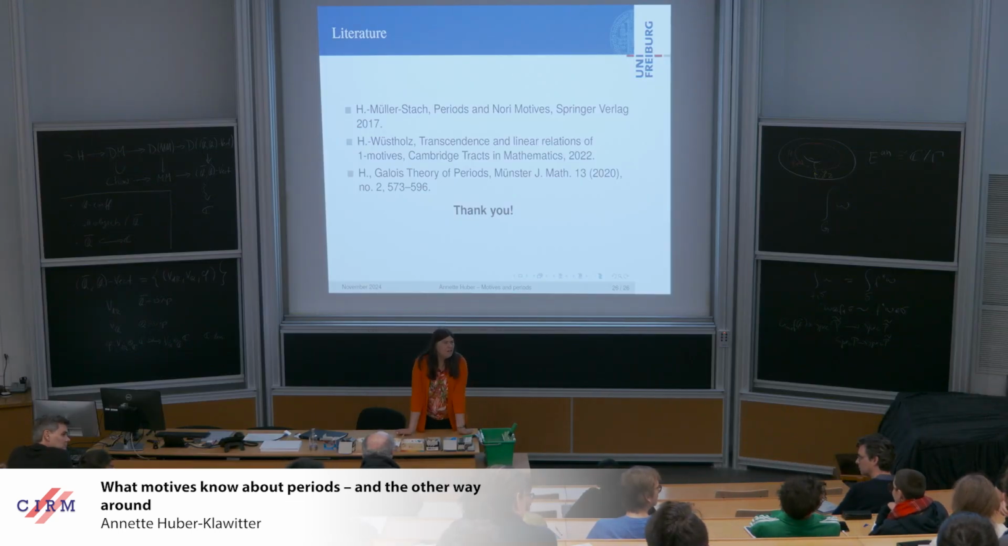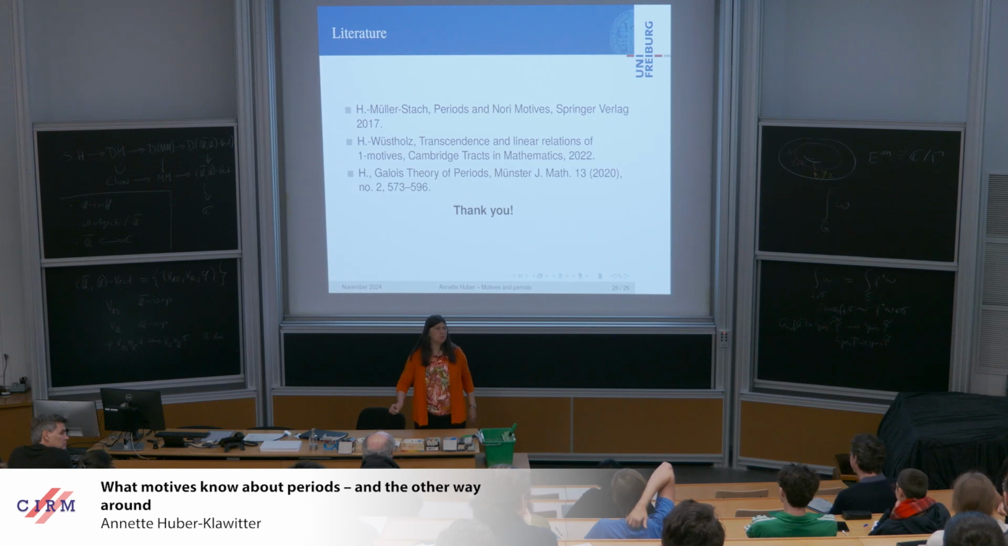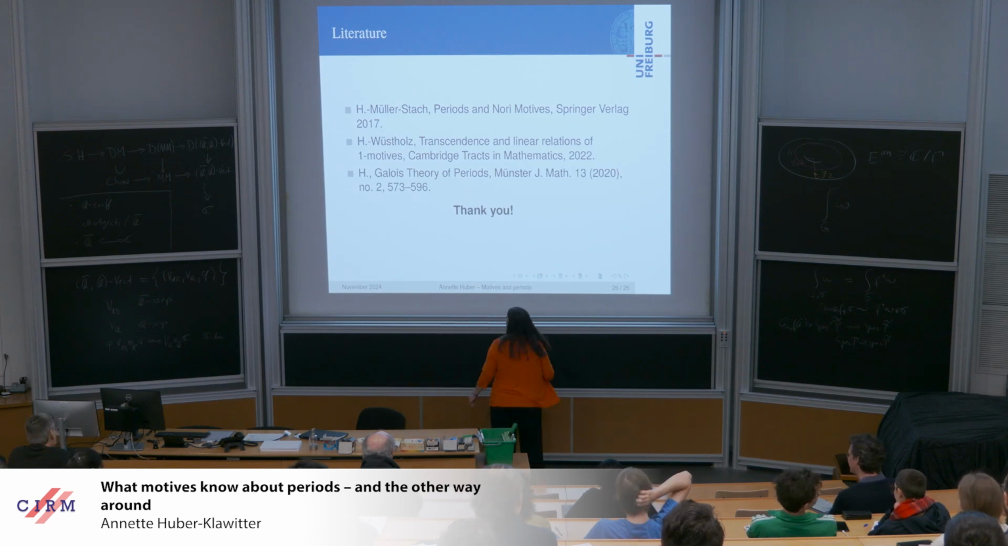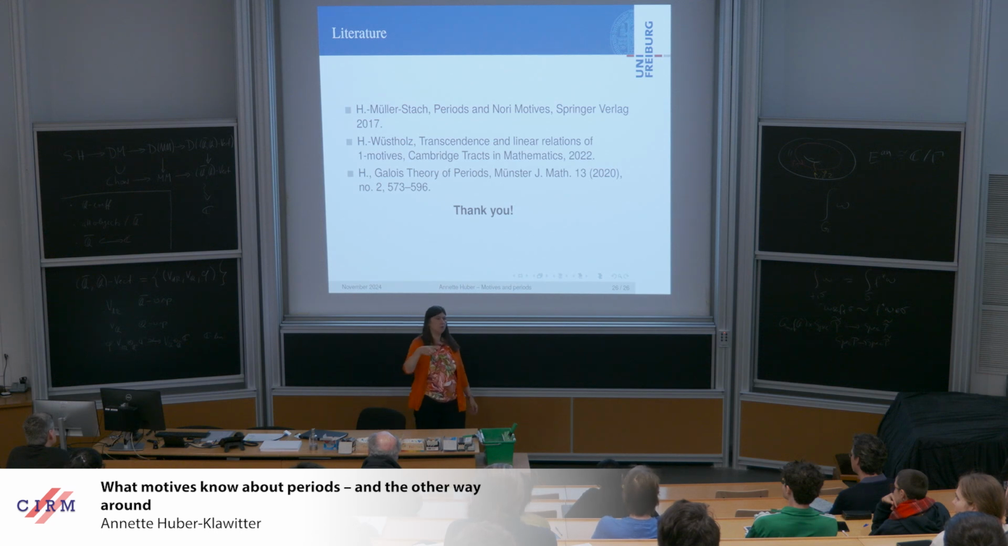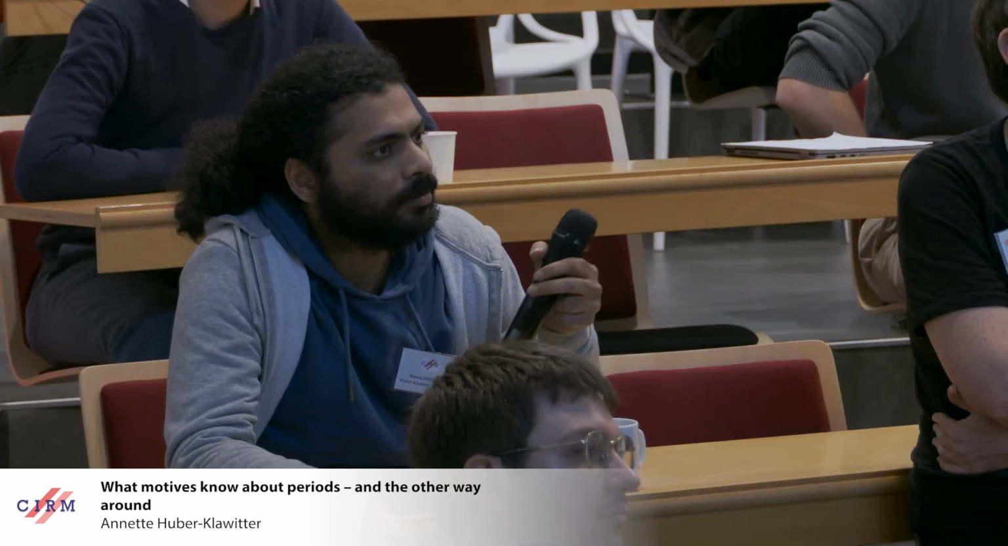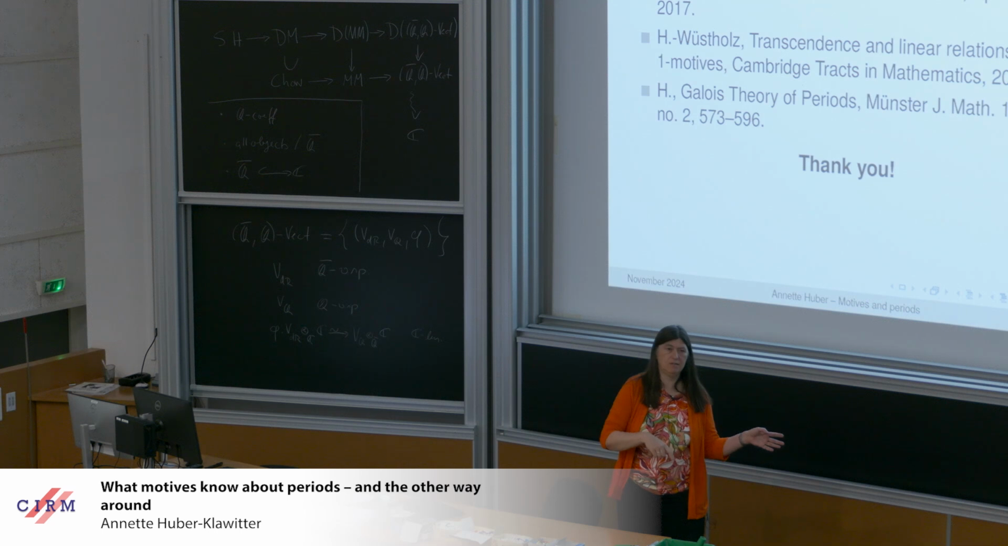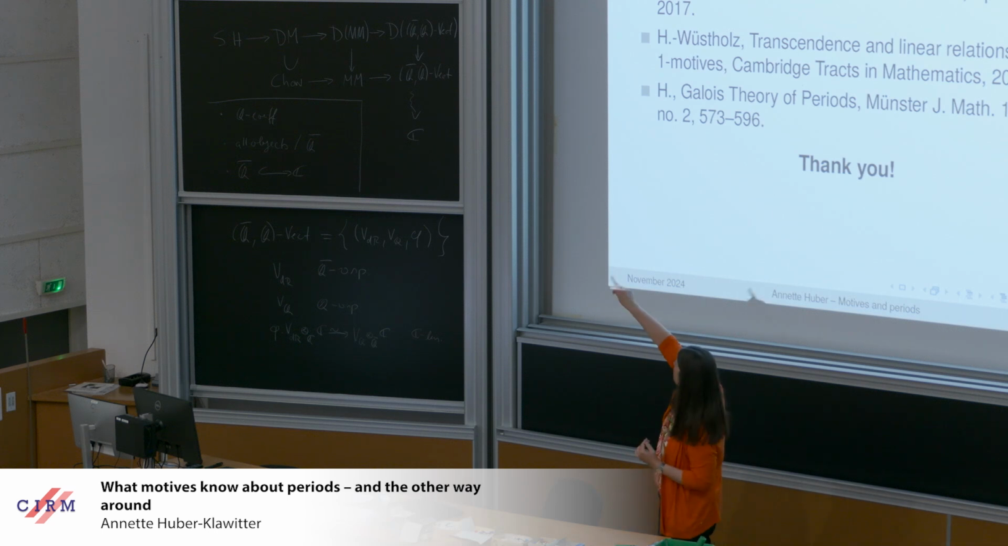So, do we know how Nori motives relate to algebraic cycles and Chow groups? So we have Chow motives. If you do the Nori construction for Chow motives, you get Yves André's motives, and pure Nori motives are André motives. So the Chow motives are something that sits inside the triangulated category.